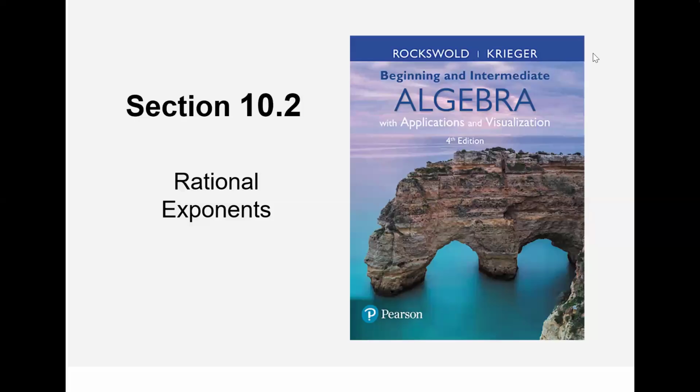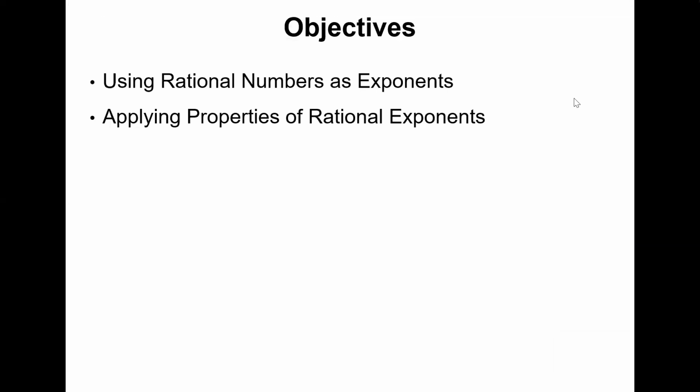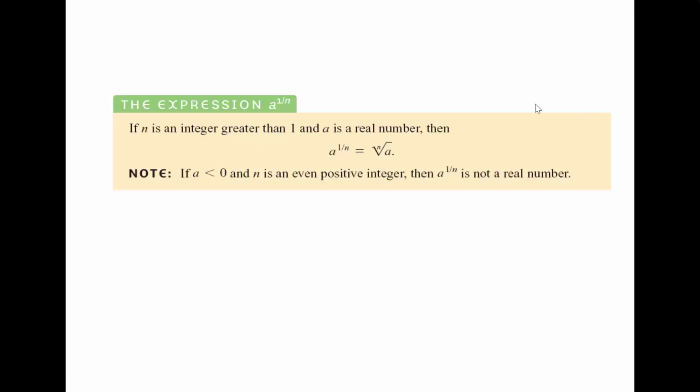All right, here we are in section 10.2 on rational exponents. So our objectives are using rational numbers as exponents and then applying properties of rational exponents. So if we have the expression a to the 1 over n, if n is an integer greater than 1 and a is a real number, then a to the 1 over n is the nth root of a.